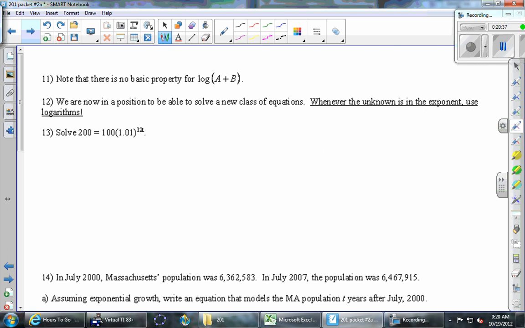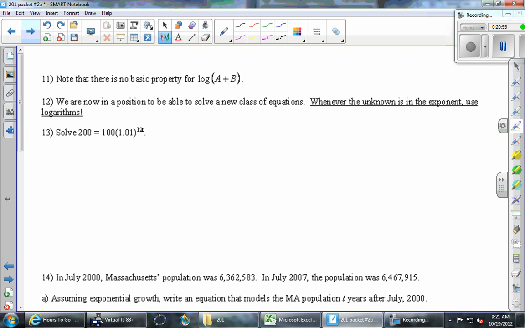Just one quick observation: log of a plus b, if you see it, don't do anything with it. It's not in that list. I'm just pointing out that a plus b is not in our list. There's an a times b, there's an a over b, there's an a to a power. There is no property for log of a plus b.